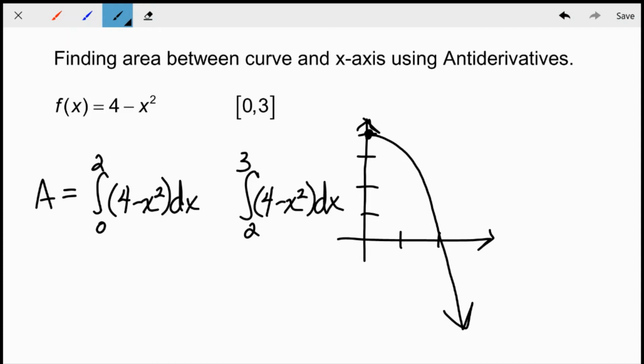Now, think about if I were to solve that integral from 2 to 3, is it going to give me a positive or a negative? Okay, and it's definitely going to give me a negative. So that means I've got to subtract that negative so that it will add the second area. And in the end, I'll end up with an area of 23 over 3.